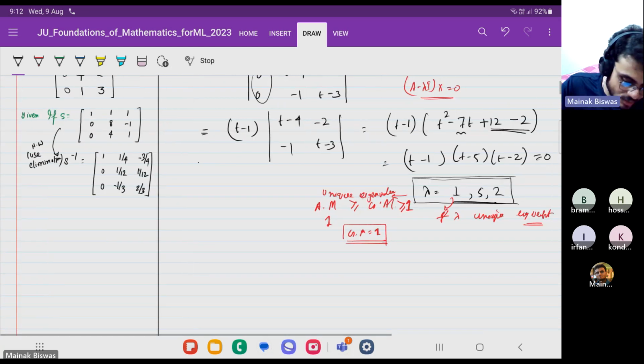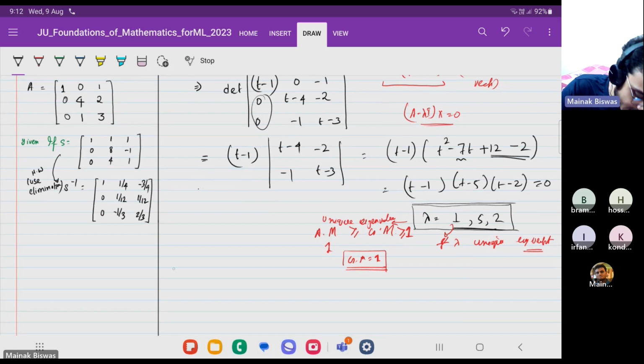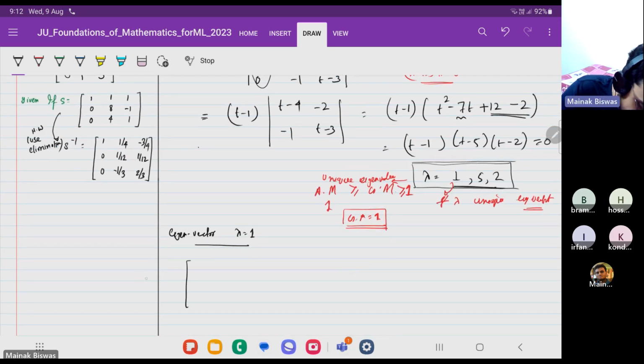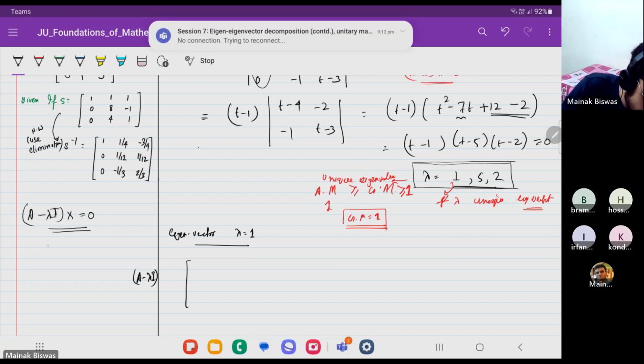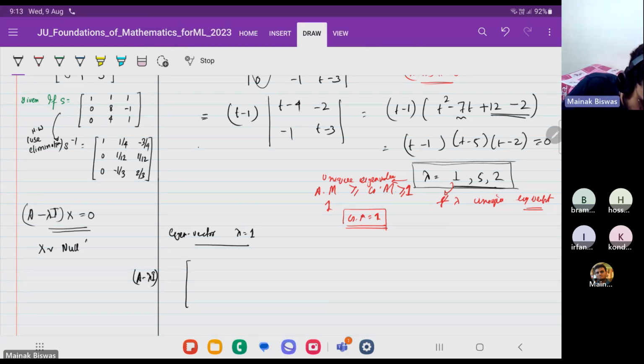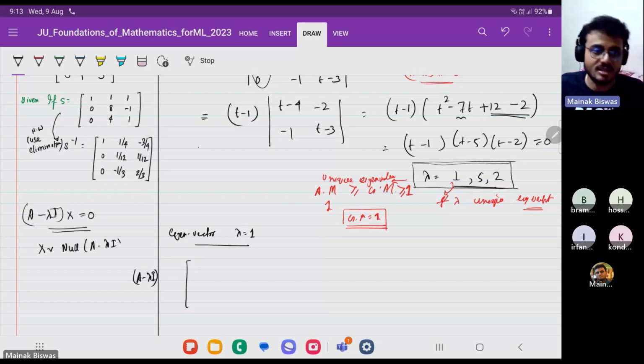So now what will I do? First let's find the eigenvector for lambda equal to 1. So what is the matrix? A minus lambda I, as I have told you many times. So what is the solution? It's A minus lambda I times x is equal to 0, right? This is your eigenvector equation. Do you agree? So x has to be in the null space of A minus lambda I. So you have to find the null space of A minus lambda I. Clear? So what is our goal? To find the null space of A minus lambda I.